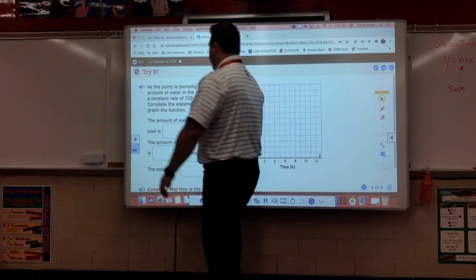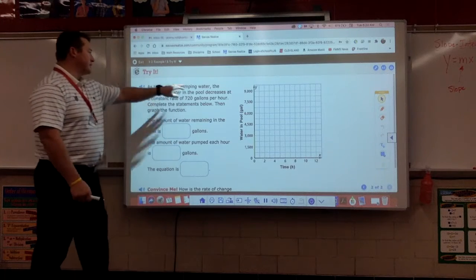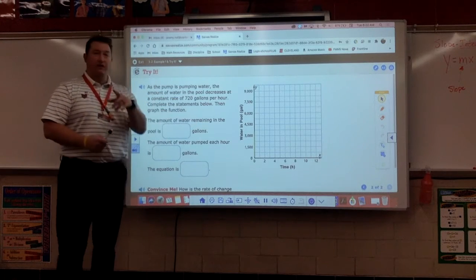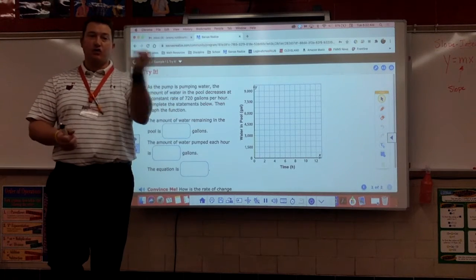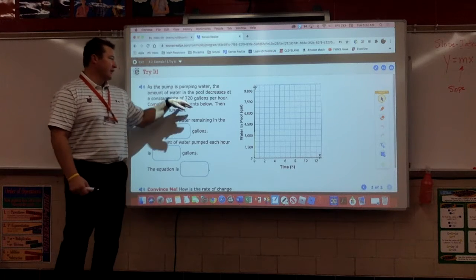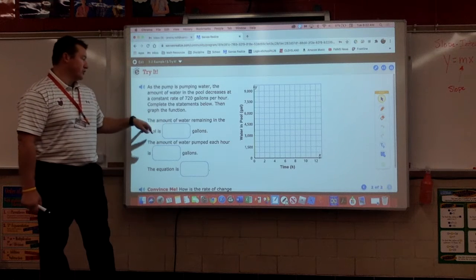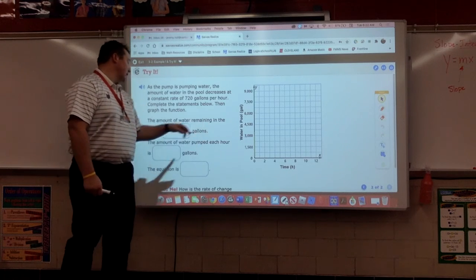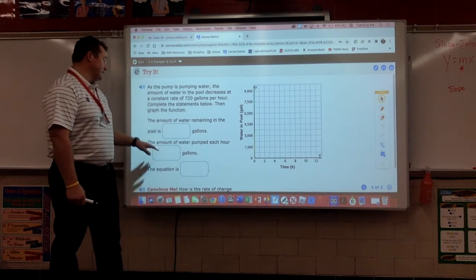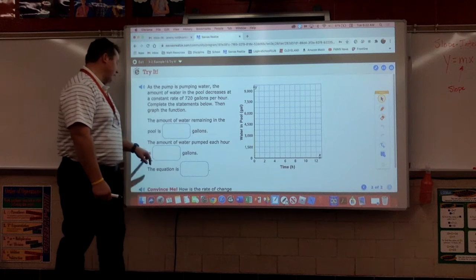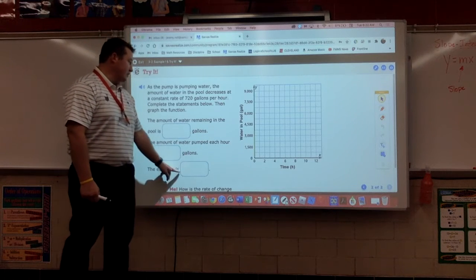Now it's our turn to do something. As the pump is pumping water, the amount of water in the pool decreases, right? That makes sense. 720 gallons go out every hour. Complete the statement below, then graph the function. The amount of water remaining in the pool is blank gallons. The amount of water pumped each hour is blank gallons. The equation is blank.